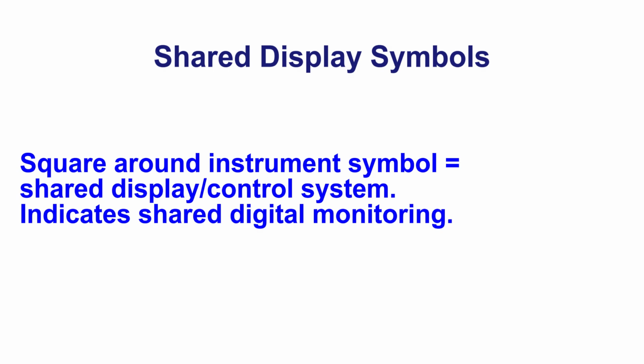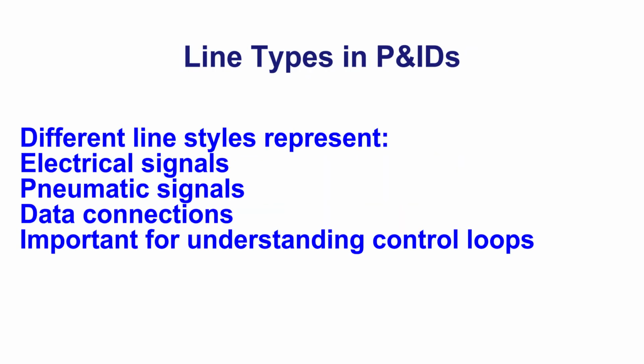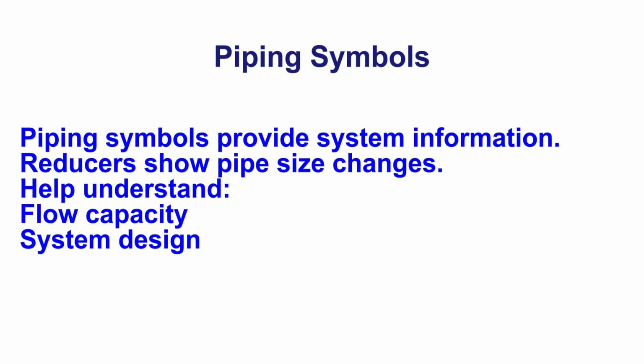Piping symbols also carry important information. For example, reducers show where pipe size changes. This is often placed before or after control valves and helps you understand flow capacity and system design. Control valve symbols can vary slightly between companies, but most follow standard shapes and conventions. That's why it's always important to check the P&ID legend before analyzing a diagram.